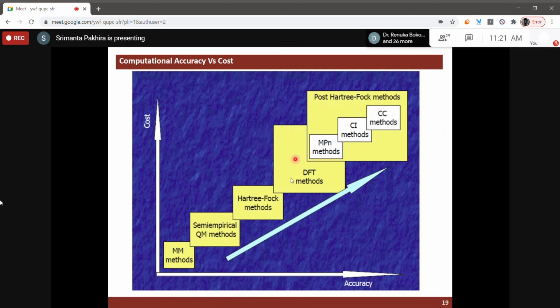So right now I am focusing on this. I described a little bit about the Hartree-Fock method today, and yesterday also some semi-empirical methods. Now today I am going to give a lecture on density functional theory, and I will give an application also. Of course, you have observed in that slide that when we apply the post-Hartree-Fock method, the cost is too much.